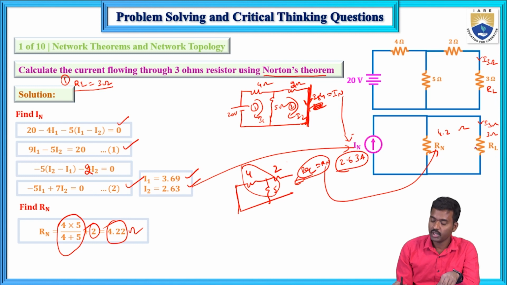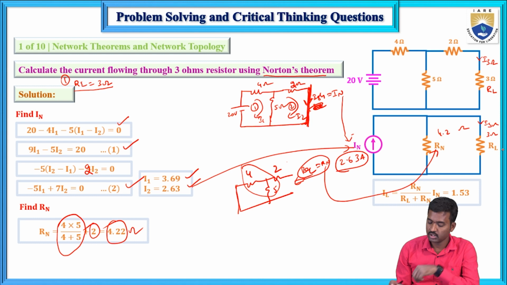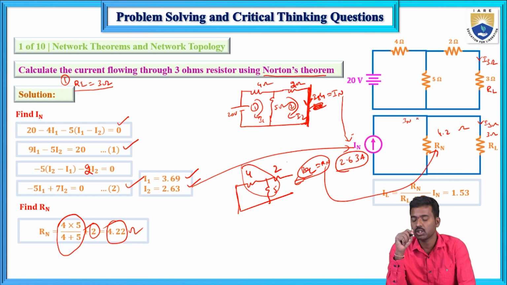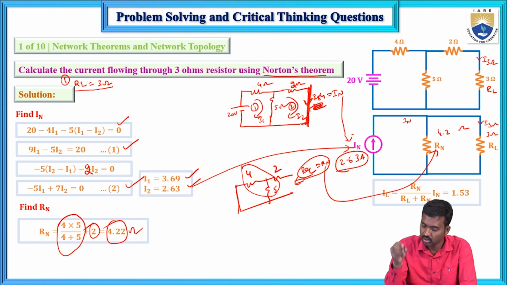Now, how will you calculate the current flowing through the 3 ohms? Two resistors are connected in parallel, and the total current IN is flowing in these two parallel branches. In that case, IL, the current flowing through the 3 ohms resistor, equals the opposite branch resistance RN divided by the total resistance RN plus RL, into the total current IN. This is the formula for load resistance current: IL equals RN by (RL plus RN) into IN.